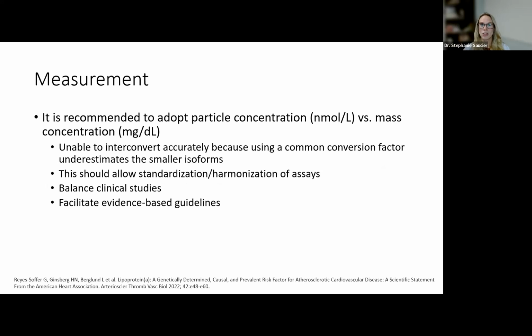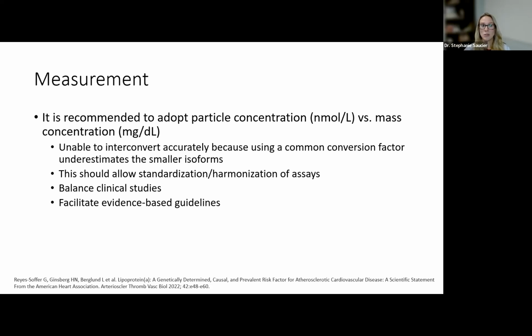So how do we measure Lp(a)? As you might have noticed, even from our case, sometimes I'm talking in milligrams per deciliter, and sometimes in nanomoles per liter. So the measurement is actually quite important when you're referencing or discussing Lp(a). It's recommended that we start adopting a particle concentration, which is nanomoles per liter, versus the mass concentration, which is milligrams per deciliter.